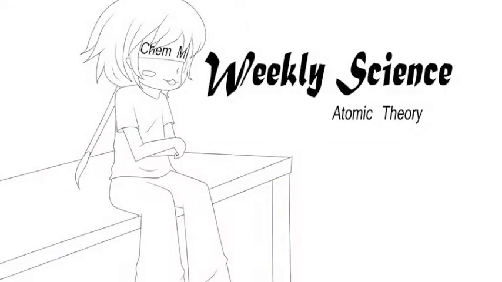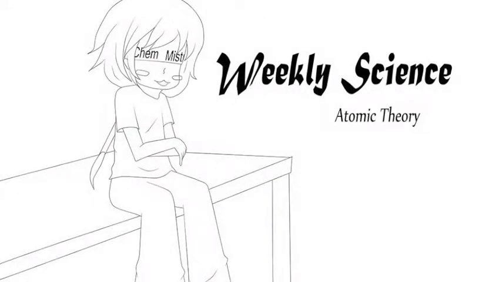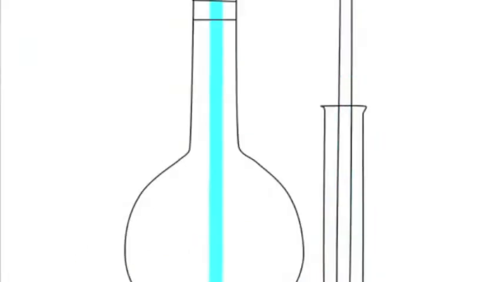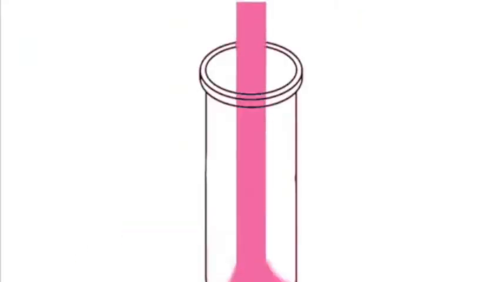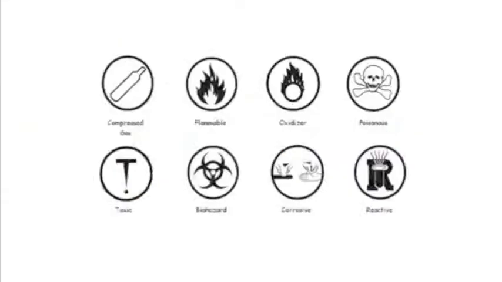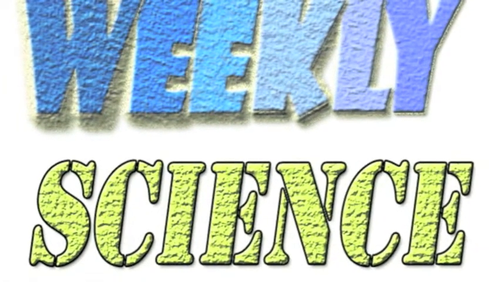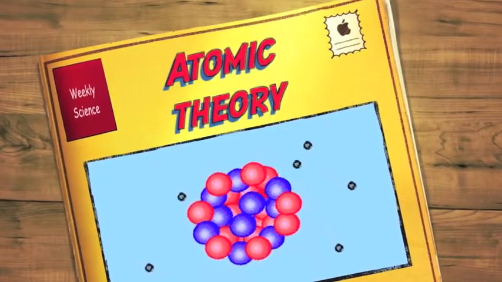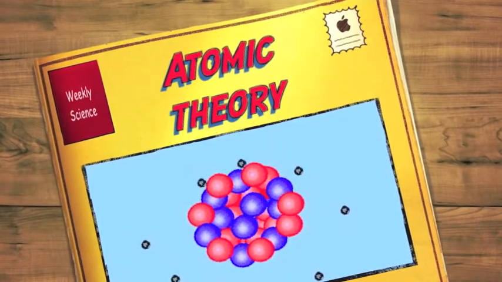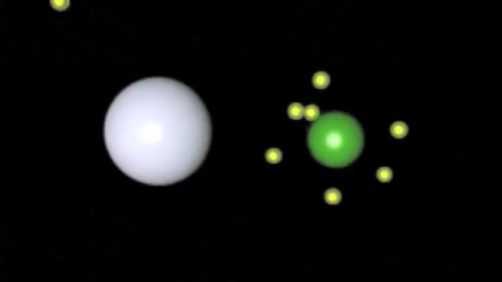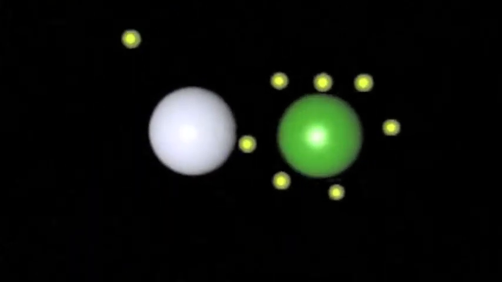Before doing anything else, let's talk about what atomic theory is. Atomic theory is a theory stating that all matter is made of small particles. Those particles are called atoms. In those atoms, there are subatomic particles called protons, electrons, and neutrons.